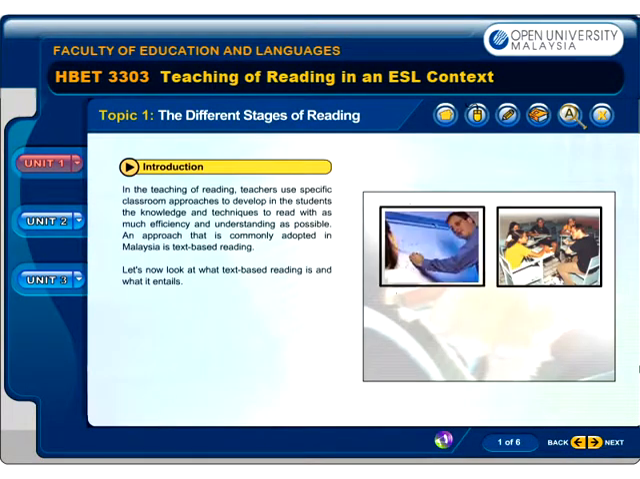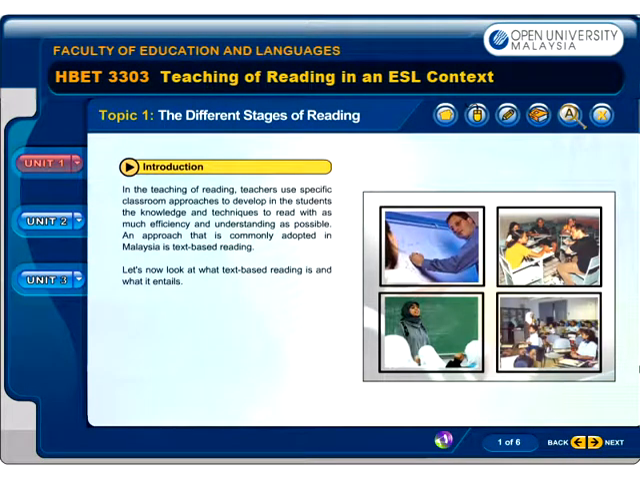In the teaching of reading, teachers use specific classroom approaches to develop in the students the knowledge and techniques to read with as much efficiency and understanding as possible. An approach that is commonly adopted in Malaysia is text-based reading. Let's now look at what text-based reading is and what it entails.